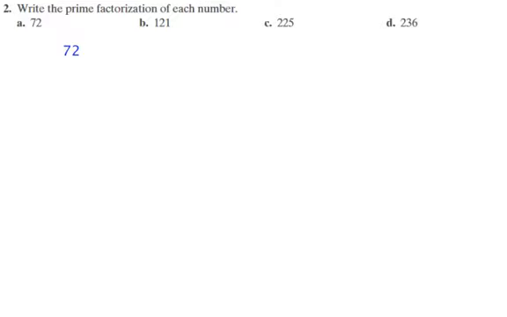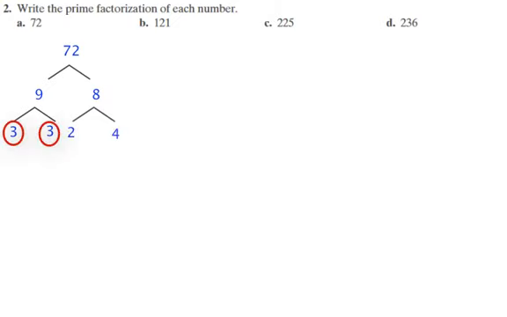For number 1a, we begin by writing 72. We ask ourselves, what can go into 72? Well, 9 can. 9 can go in 8 times. Neither of those are prime, so we can put a branch underneath both of those. 3 times 3 is 9, so we write down both those 3's underneath the 9. They're both prime, so we're going to circle them, and we're done with this part of the factor tree.